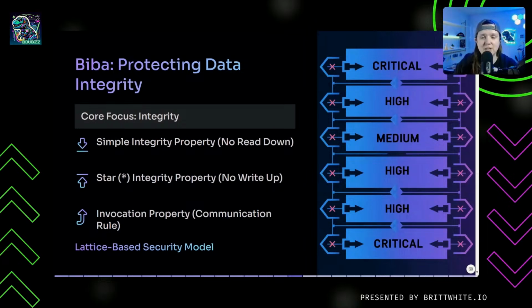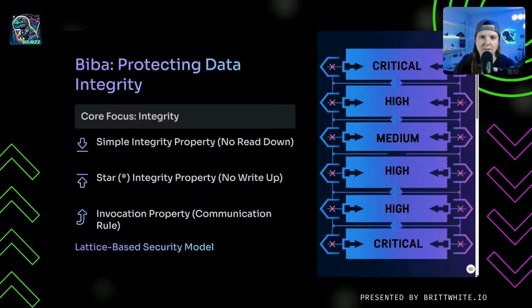The second rule is the star integrity property, or no write-up. This one's crucial. You can't modify information at a higher integrity level than yours. This prevents you from corrupting more trustworthy data with your potentially less reliable or unverified information. It's like saying if you're working on a draft report, you can't directly edit the final audited version. This prevents less reliable information from contaminating our more trustworthy data.